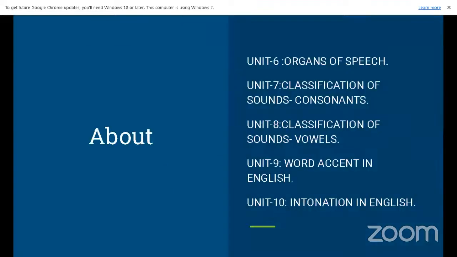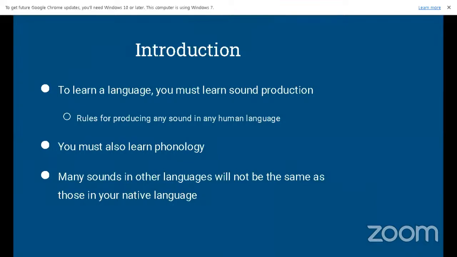So this is what we are going to talk about: organs of speech, classification of sounds, consonants and vowels, and word accent and intonation in English. Now, to learn a language, one must learn sound production, any human language for that matter. You must also learn phonology. Many sounds in other languages will not be the same as those in your native language. We all agree to it, isn't it?